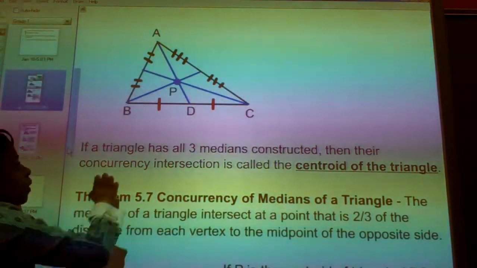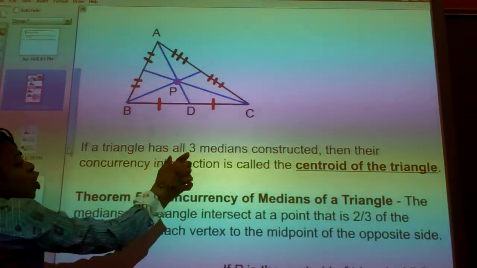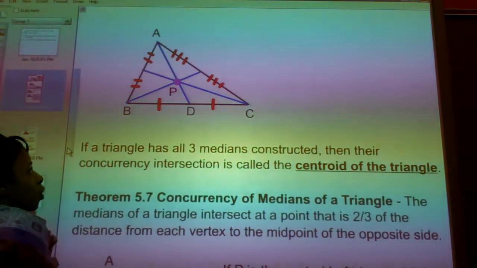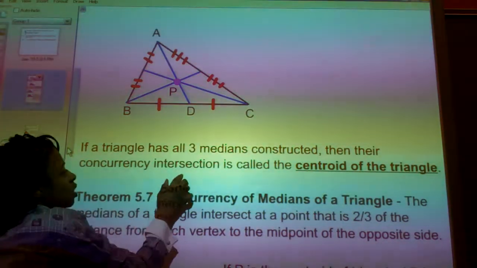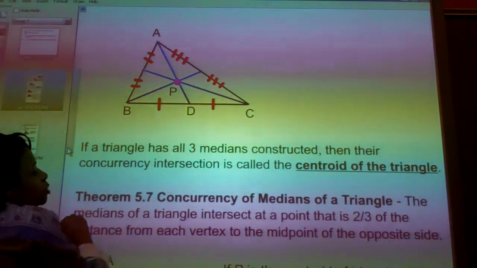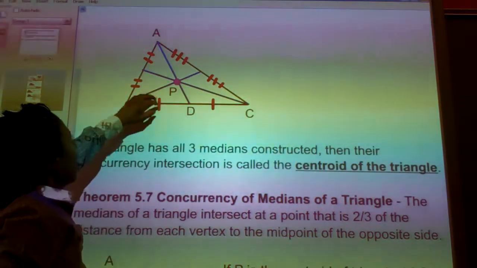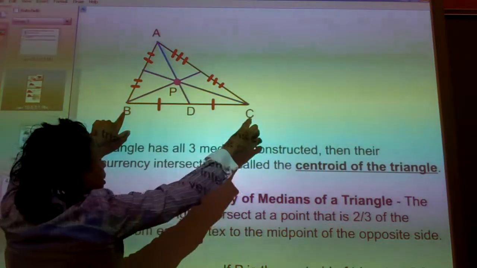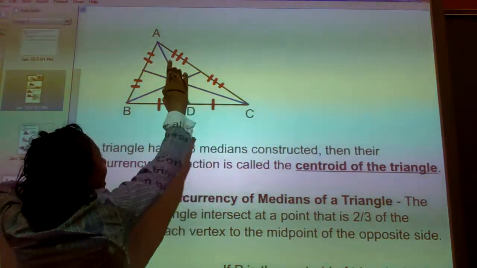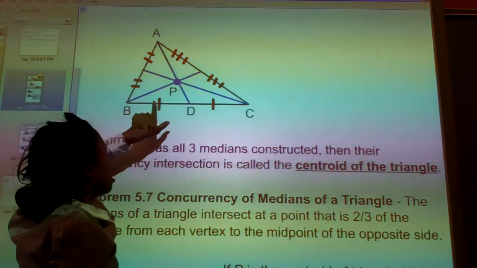So now I have this triangle ABC again. If a triangle has all three medians constructed, then they're concurrent. You need to review what the word concurrent means. Their point of intersection is called the centroid of the triangle. That's point P. So now I have all three medians drawn. AD bisects line segment BC. Again, it's in the middle, so BD is congruent to CD. And this segment AD is drawn from the opposite vertex of line segment BC.